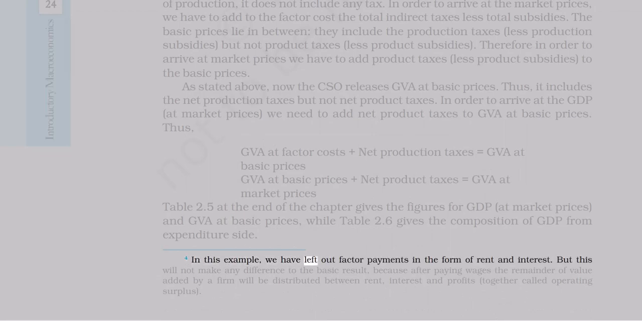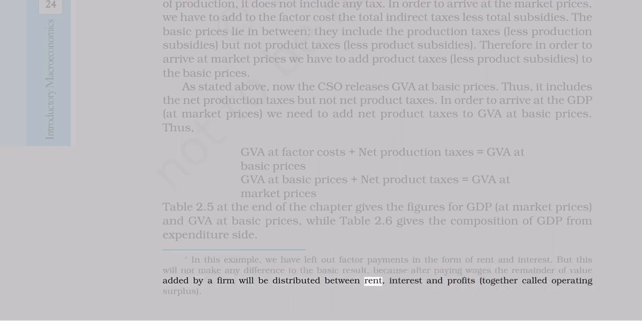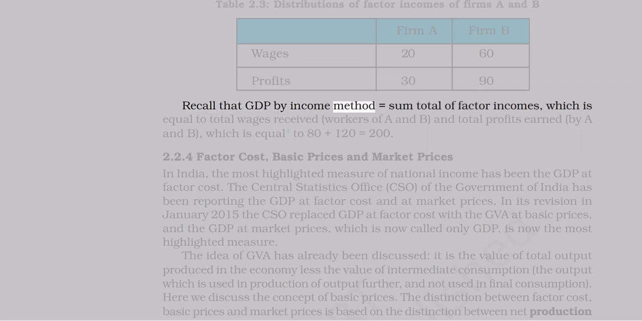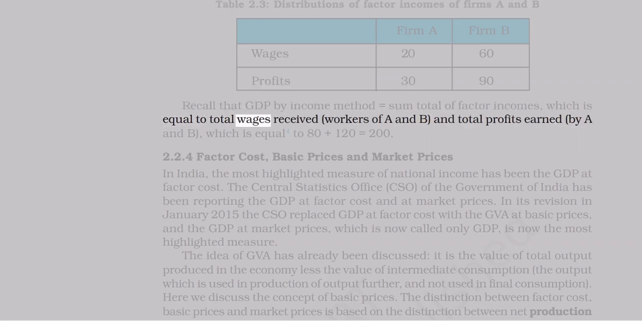In this example, we have left out factor payments in the form of rent and interest. But this will not make any difference to the basic result, because after paying wages the remainder of value added by a firm will be distributed between rent, interest and profits, together called operating surplus. Table 2.3, distributions of factor incomes of firms A and B. Firm A, firm B. Wages: 20, 60. Profits: 30, 90. Recall that GDP by income method equals the sum total of factor incomes, which is equal to total wages received by workers of A and B, and total profits earned by A and B, which is equal to 80 plus 120, which is equal to 200.